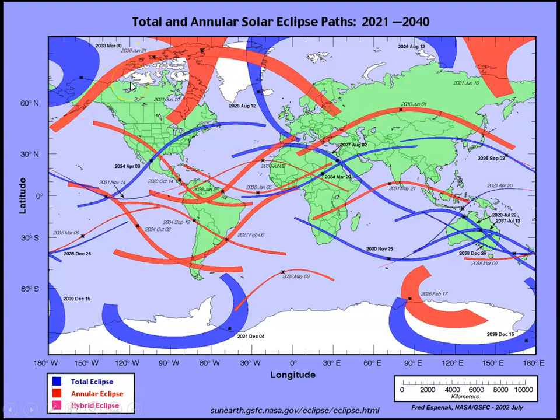So blue is total eclipse, red is annular eclipse. Now, notice that there's also a key down here for hybrid eclipse. A hybrid eclipse is much more rare.